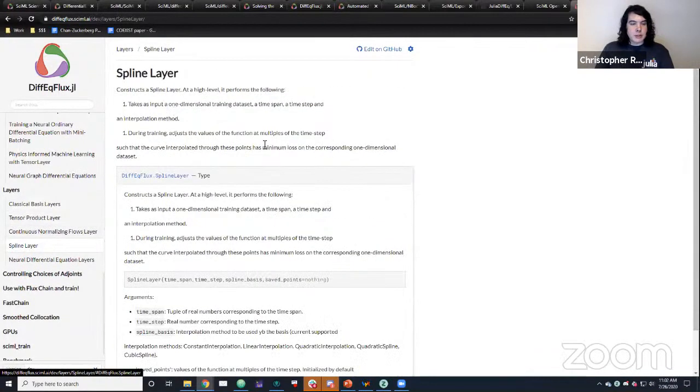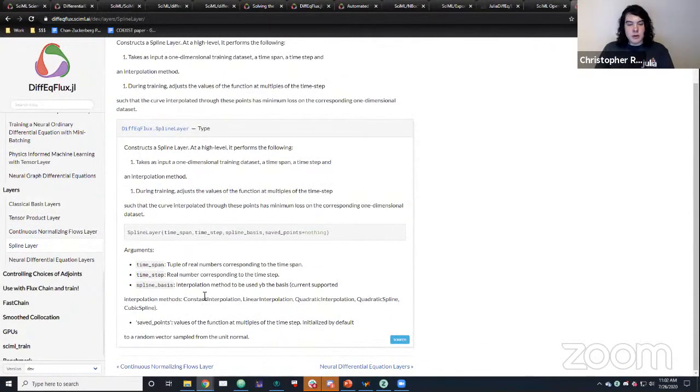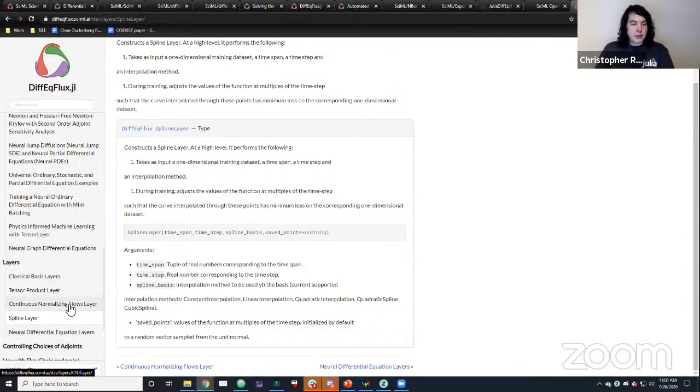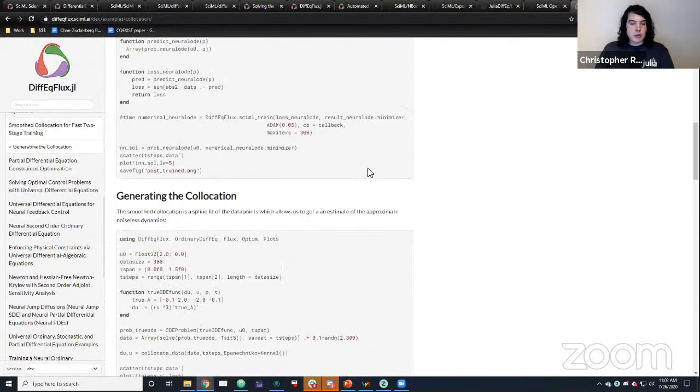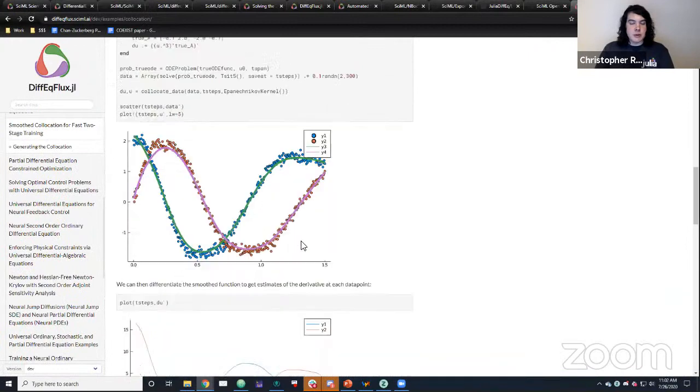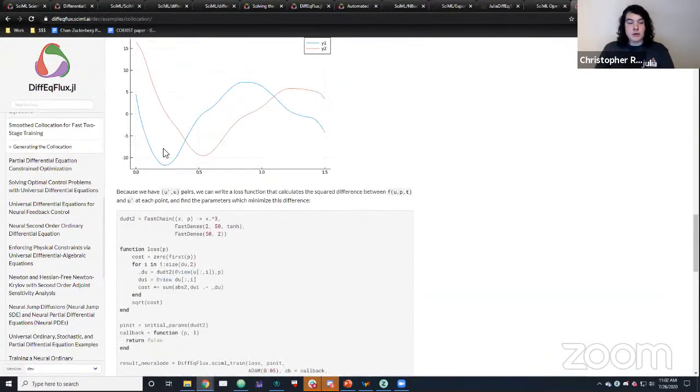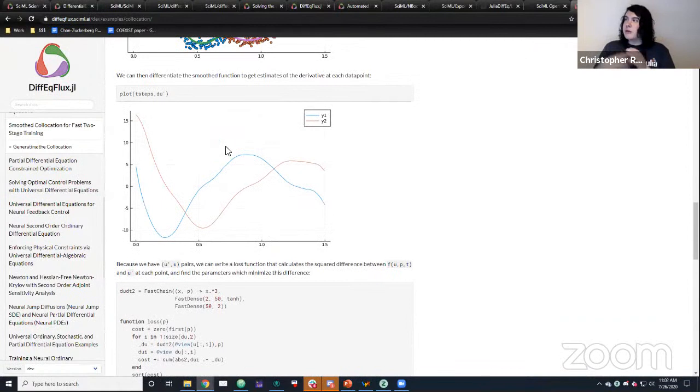And you can also utilize cubic splines or any spline actually from DataInterpolations.jl. And you can also utilize things like collocation methods. So this example showcases how you can do a smoothing collocation, use this to generate derivative data and directly fit the derivative data. So yeah, you can utilize all these other universal function approximators.